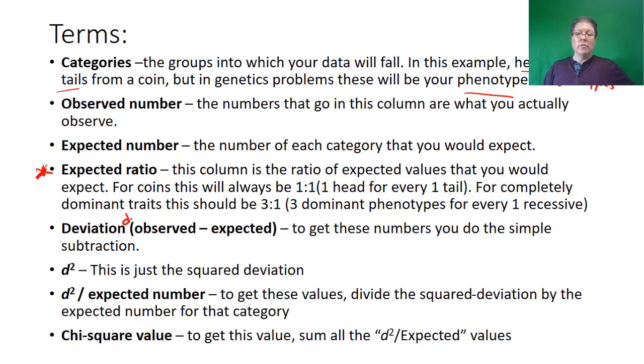And then your chi-square value. To get this value, you sum up all the d squared divided by expected values. That's your chi-square value.